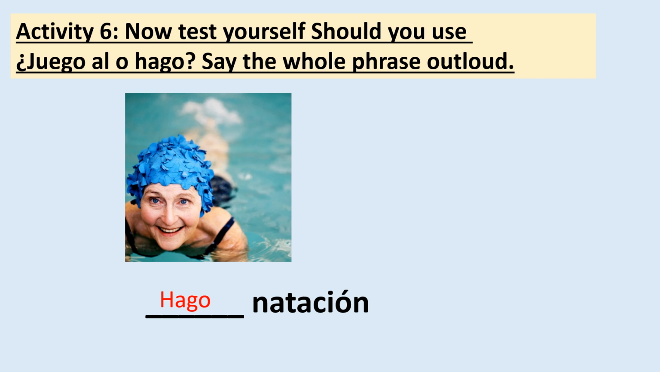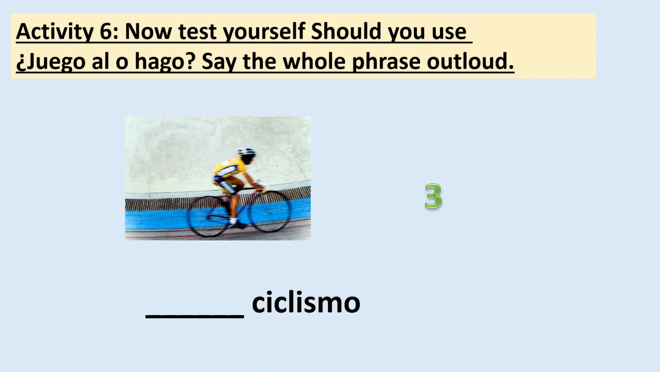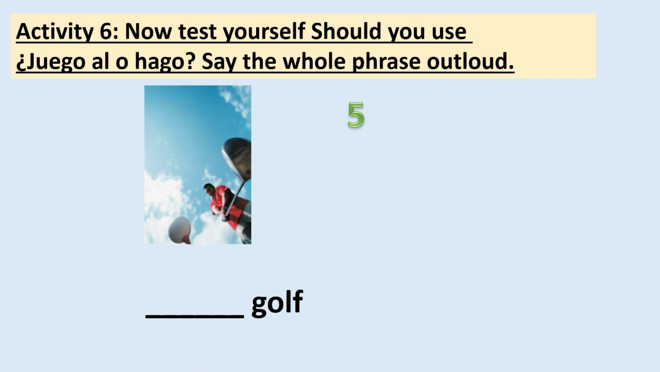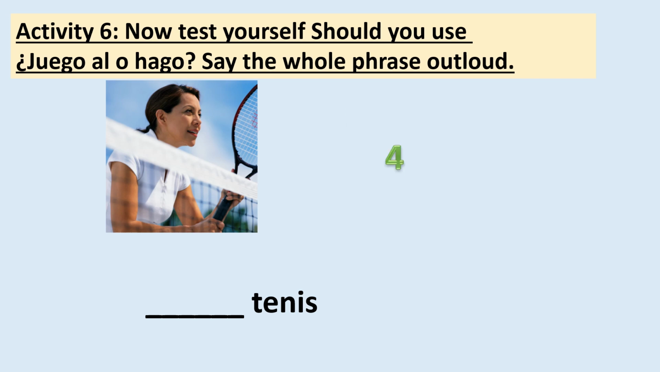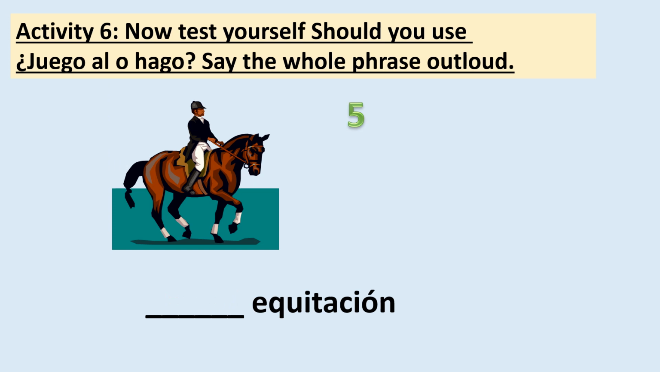Hago natación. Hago ciclismo. Juego al golf. Make sure you didn't forget to say the al there. Juego al tenis. Again, a ball sport, and therefore you're using juego al. Hago equitación. Here you're using hago because it's not a ball sport, so you can't use juego al.